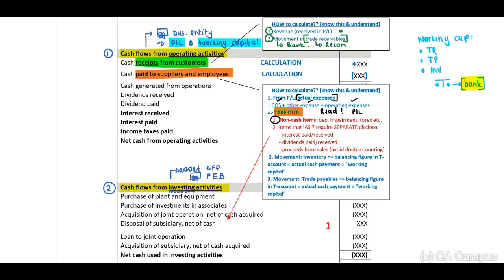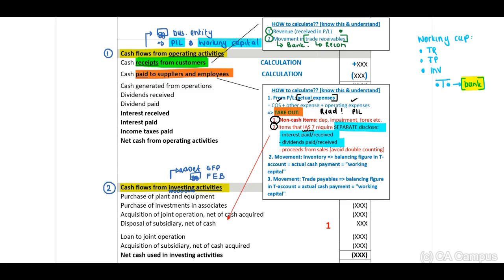And then a rule in terms of IAS 7, guys. IAS 7 requires us to disclose separately. Now, this is extremely important, guys. You need to be able to disclose separately the interest paid and received, dividends paid and received. Therefore, you need to take this out. And when there are any proceeds from sales of subsidiaries, the standard indicates to us that we need to disclose this separately. Therefore, you need to take it out.